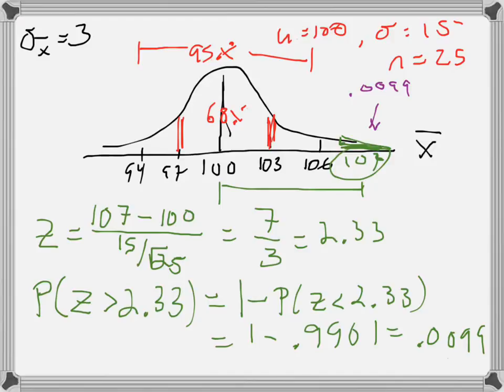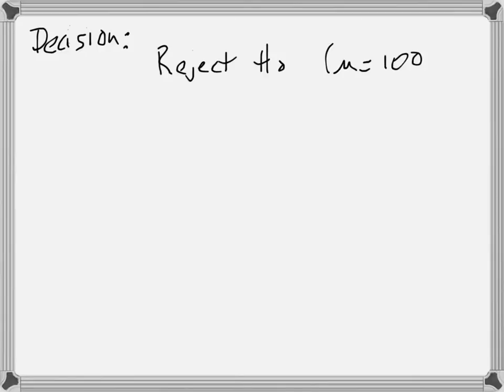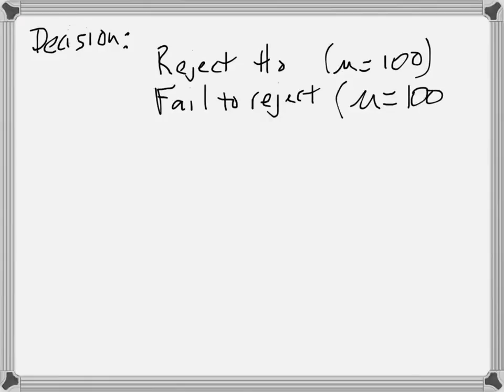So now I have a decision to make. There are going to be 2 decisions. My decision is going to be either, do I reject the null hypothesis? That is, do I reject that the mean is 100? Or do I fail to reject the null hypothesis? And when I say fail to reject, notice that I don't say accept, and that's going to be very important. This is very much like our United States trial by jury.